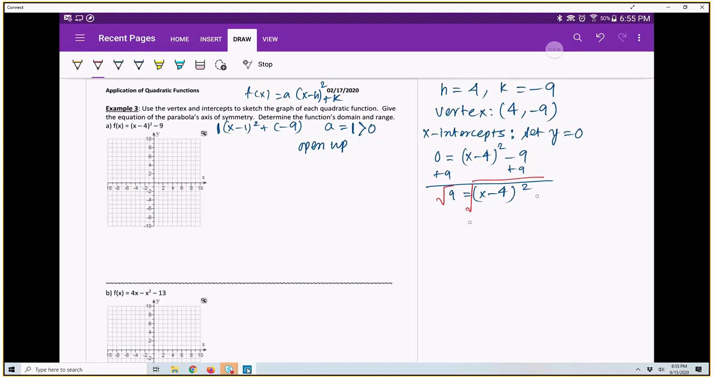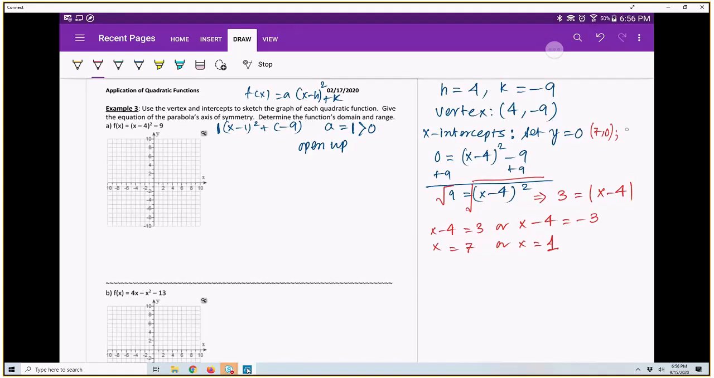So I get 3, the square root of 9, equal to the absolute value of x - 4. Remember, it gives you two solutions. So x - 4 is either 3 or x - 4 is -3. So x is either 7 by adding 4, or x is 1 when I add 4. So the x-intercepts are (7, 0) and (1, 0). These are the two x-intercepts.